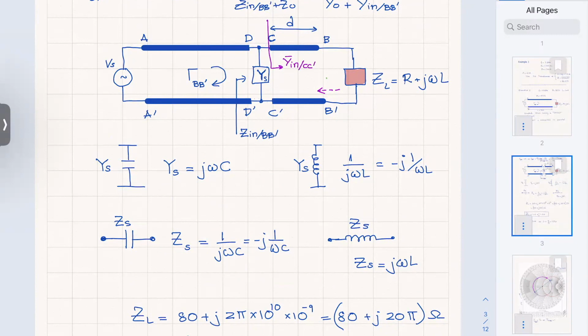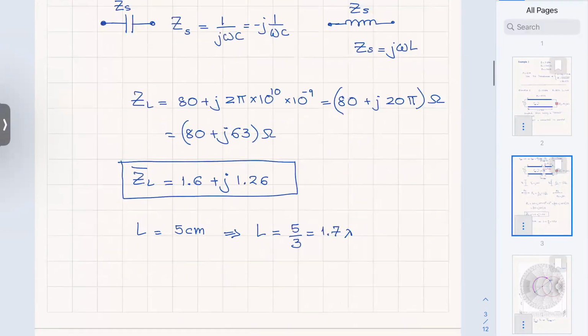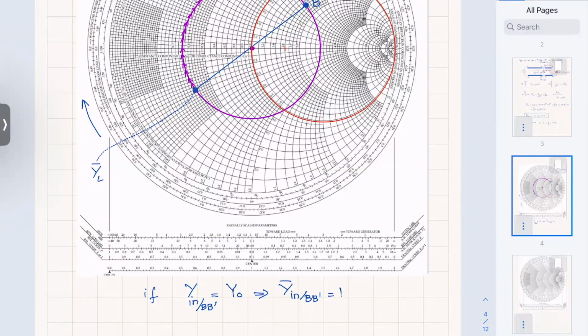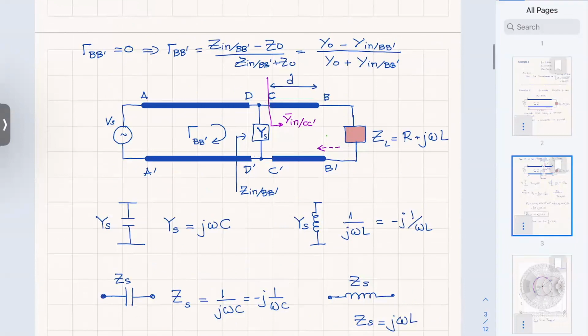So if I move on the line from BB prime to CC prime before adding anything in an admittance form, and I find that Y input at CC prime, the real part of this has to be 1. So when I add a reactance, I can add a positive or negative in this case, then the reactive part goes down to 0 after I have added Ys, and it's gonna give me eventually a 1. So what does that mean? Look at this little circuit here.